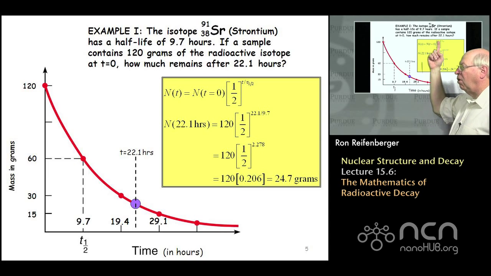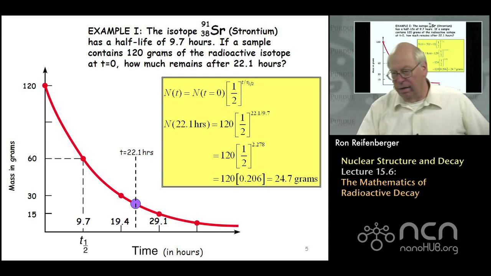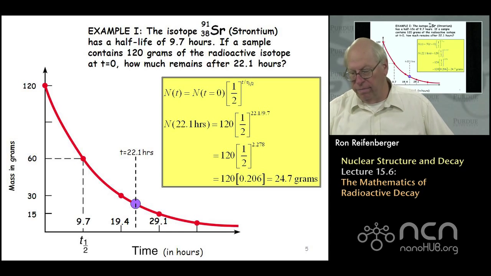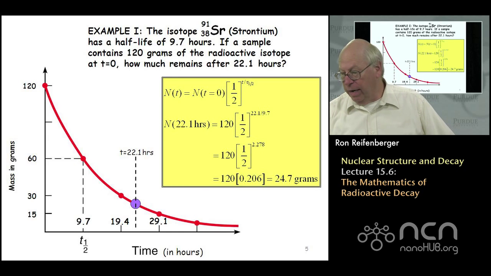If the time involved is an integer multiple of the half-life, then the calculation is very simple, because then you're just focused on these solid red dots on this curve. These are integer multiples of time in terms of the half-life of the particular isotope that you're interested in.